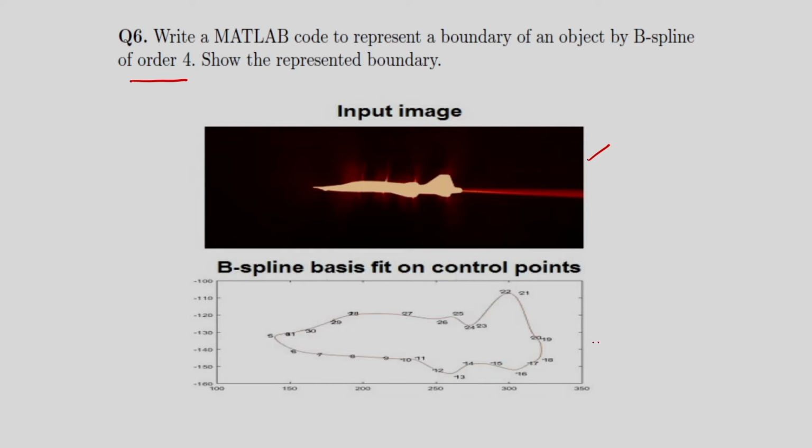So in the figure you can see here I am showing the control points, and between these control points I am considering the B-spline curve of order 4, and like this you can represent the boundary of the input image. So this problem also, you can see, is the representation of the object boundary by a B-spline curve. So that is one important problem, the B-spline curve.